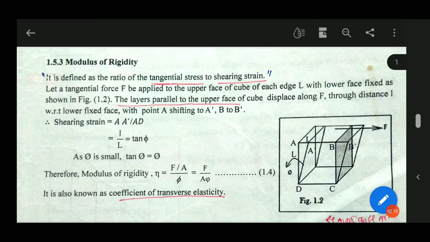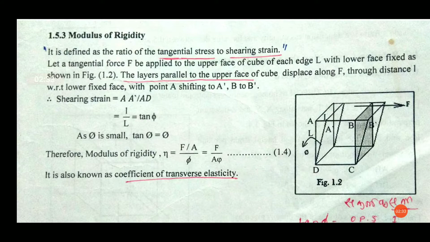Therefore, modulus of rigidity, which is represented as eta, is equal to stress upon strain. Here the strain is the shearing strain. What is stress? That is force upon area. So modulus of rigidity is force upon area divided by shearing strain. So we get the final equation, that is F equals eta into A into phi. It is also known as the coefficient of transverse elasticity.